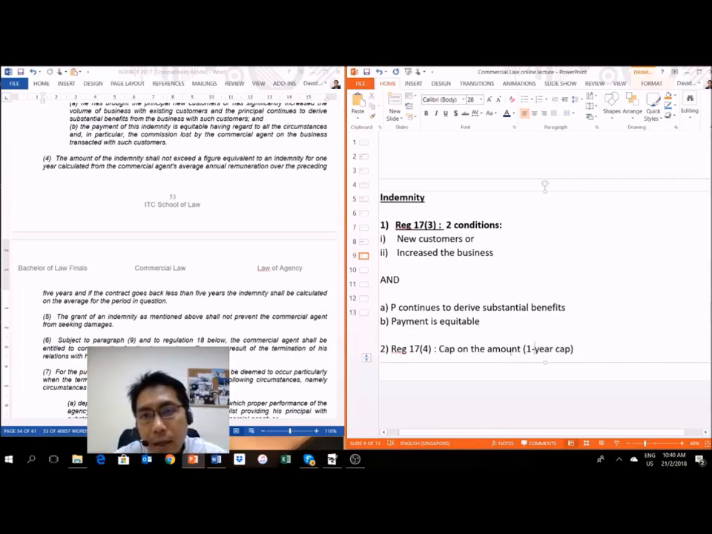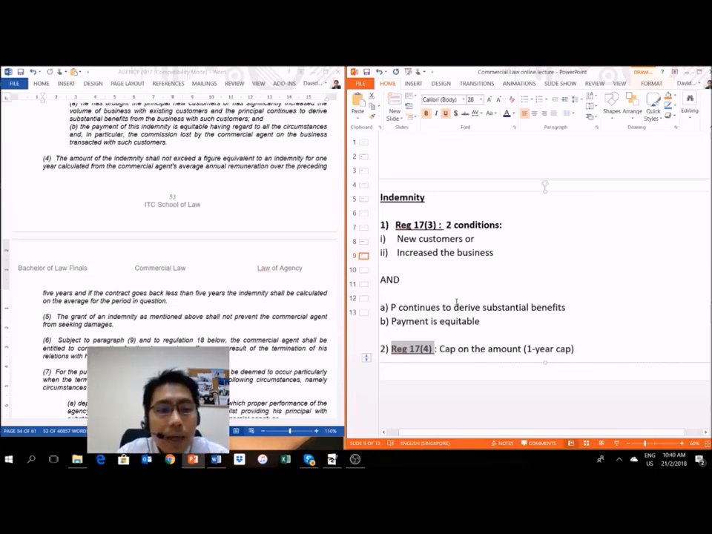So in that sense, straight away you may realize that indemnity compared to compensation is not so good, because you have all these conditions and requirements, as well as this cap which is only 1 year. Which means that even though the agent has done a lot of work, resulting in a lot of benefits for the principal, there is still a cap on how much he can benefit as indemnity under Regulation 17, right?